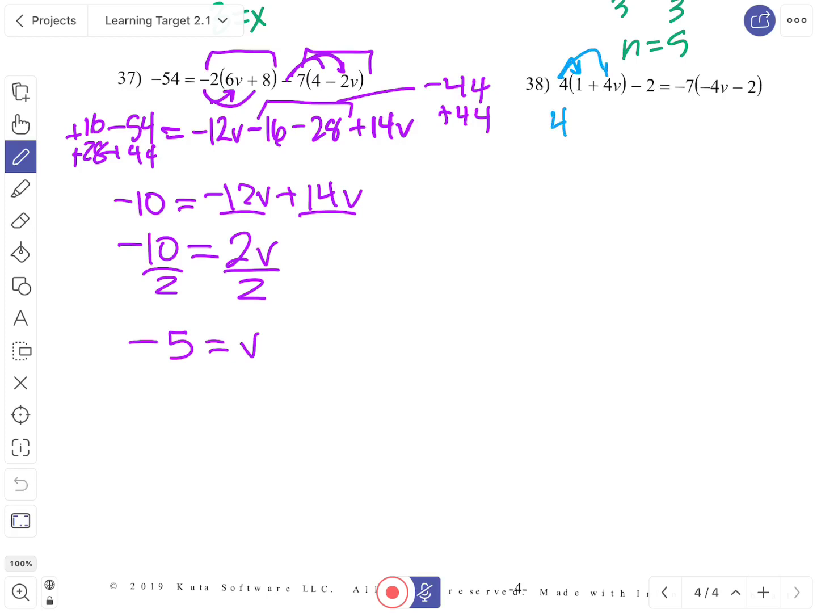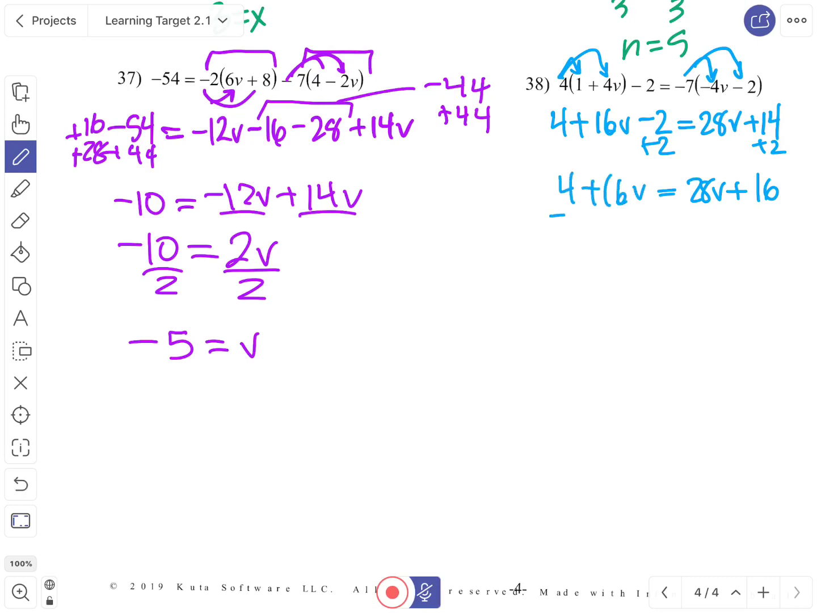4 times 1 is 4, 4 times 4v, 16v minus 2 equals negative 7 times negative 4, positive 28v. Negative 7 and negative 2 is a positive 14. So I could add a 2 to both sides, giving us 16 plus 28v equals 4 plus 16v, then subtract a 4, giving me the 16v equals 28v plus a 12. Okay, or I could have combined those and got positive 2, which I would have subtracted to get 12.